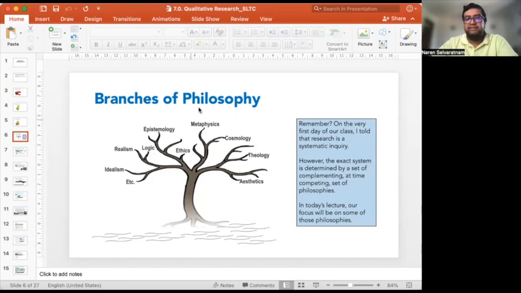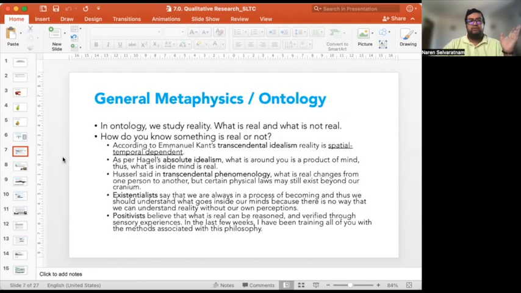metaphysics, that is, we call it ontology as well. We'll be discussing that. And then we have cosmology, theology, aesthetics, ethics, epistemology, logic, realism, idealism, etc. These are all different philosophies. Some of these are pretty much overarching, which means some of these are pretty important to understand the rest of the things. But these are all different ways of thinking and understanding the world around us, if I very simply put it. Okay, so let's first start our discussion with general metaphysics or ontology.